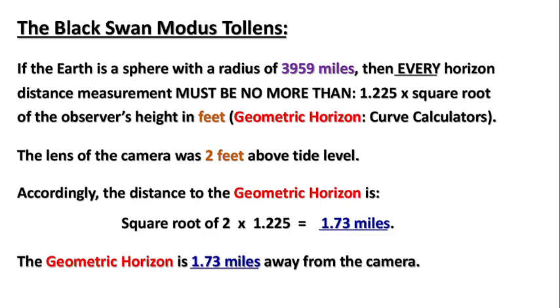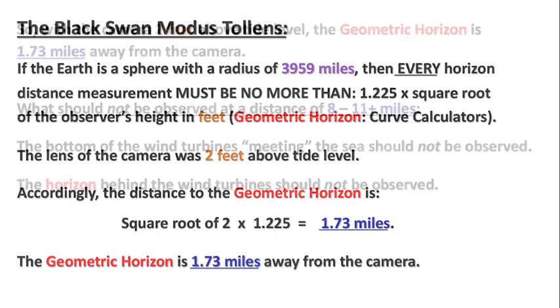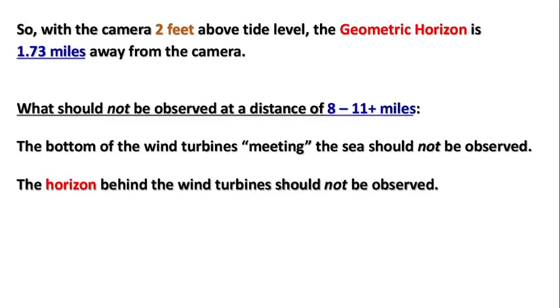The lens of the camera was 2 feet above the tide level. Accordingly, the distance to the geometric horizon is square root of 2 times 1.225 equals 1.73 miles. The geometric horizon is 1.73 miles away from the camera. So with the camera 2 feet above tide level, the geometric horizon is 1.73 miles away from the camera.